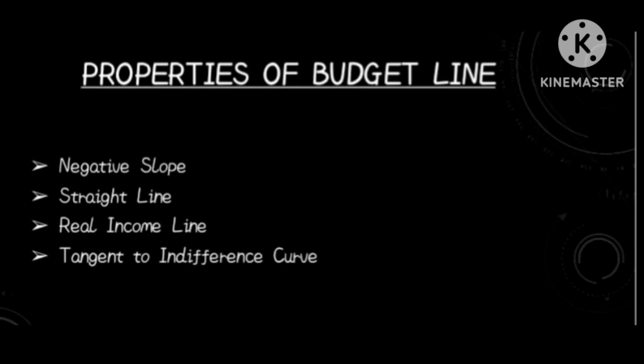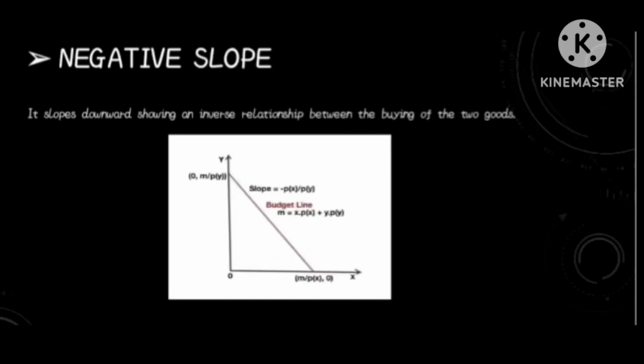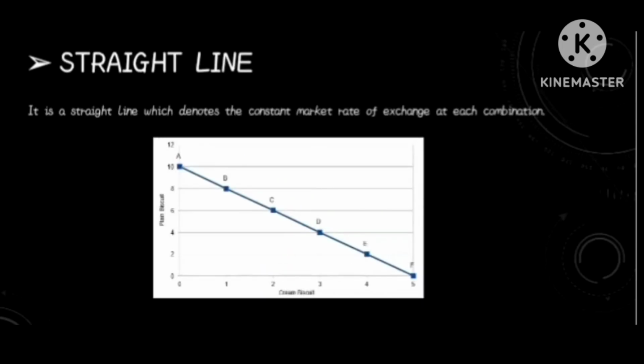Number 1, negatively sloped. Number 2, straight line. Number 3, real income line. Number 4, tangent to the indifference curve. Here is the first property, which is the negatively sloped. It slopes downward, showing an inverse relationship between the buying of two goods. One good is on the x-axis and the other one is on the y-axis, and the downward slope line is the budget line, because budget line is always a negatively sloped line.